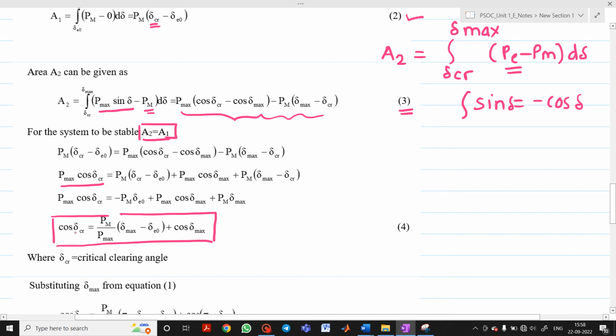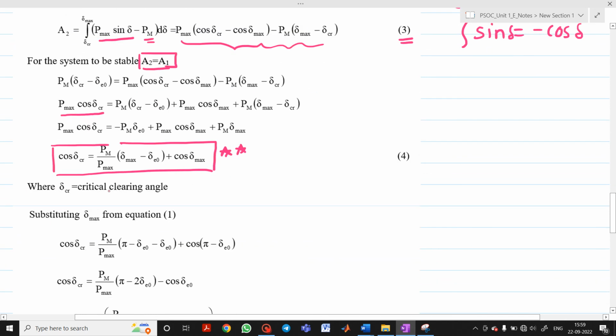It is self-explanatory. So cos delta CR equals PM upon P max into delta max minus delta 0, plus cos delta max. Remember, this is a very important equation. What is this delta CR? This is your critical clearing angle.